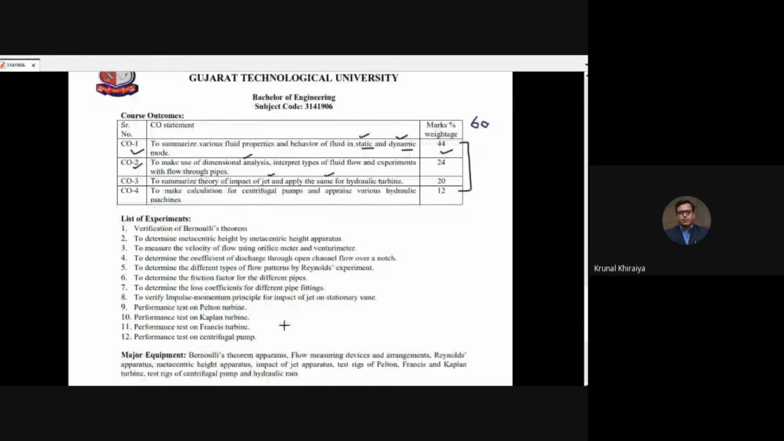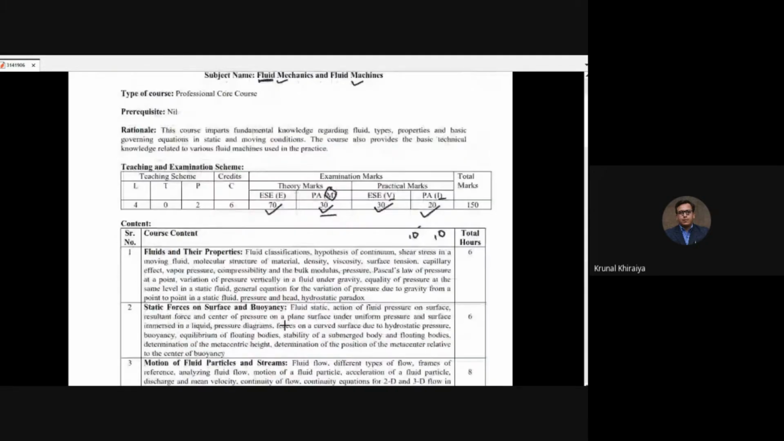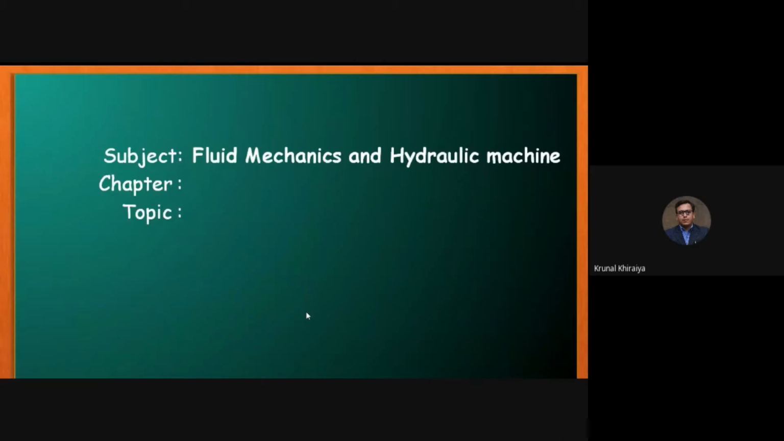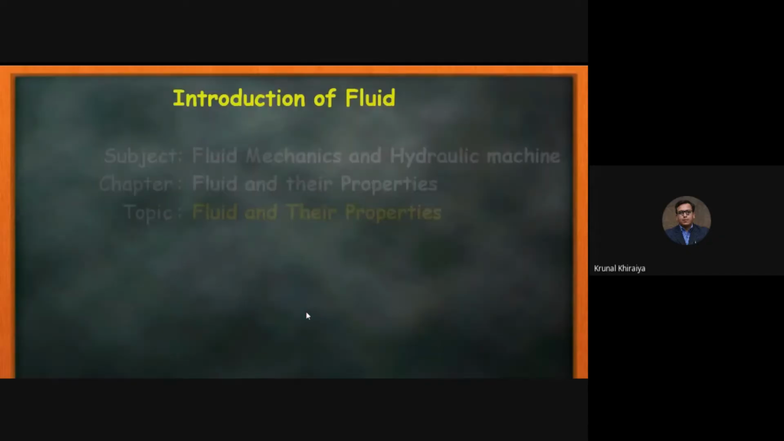So this is about the syllabus and the different topics that we have to learn. The subject, as all of you know, is fluid mechanics and hydraulic machines. In that, chapter 1 is fluid and their properties, and today's topic is fluid and their properties.